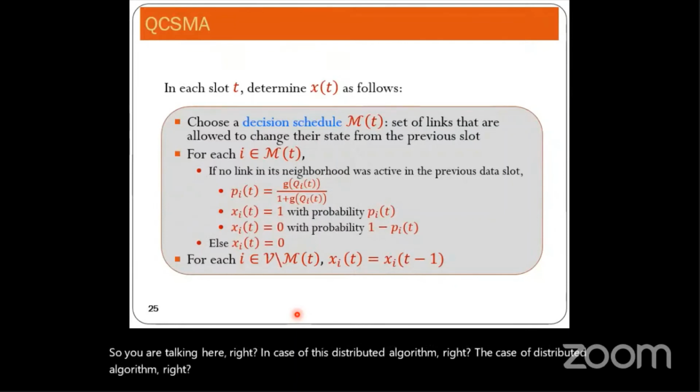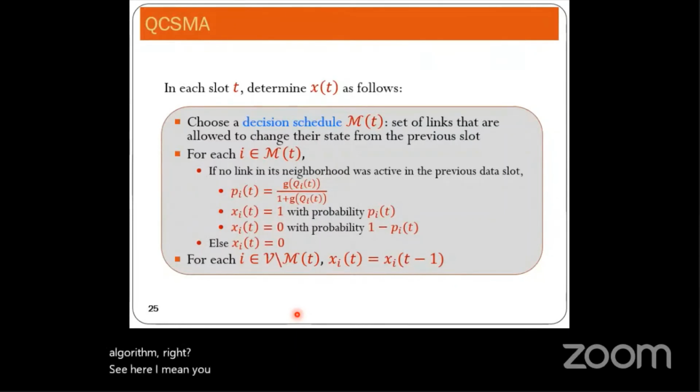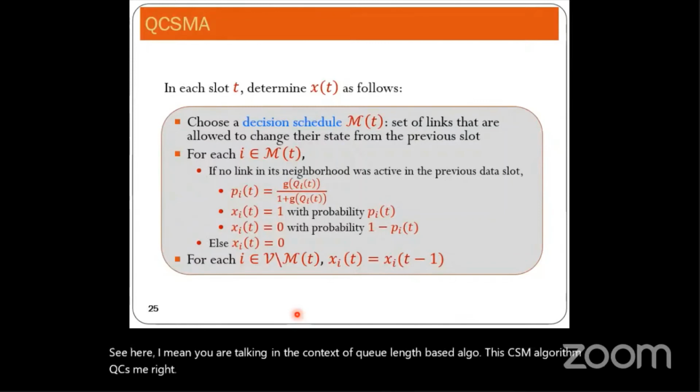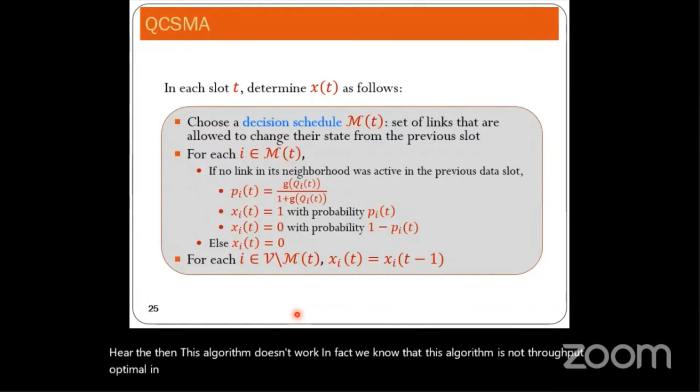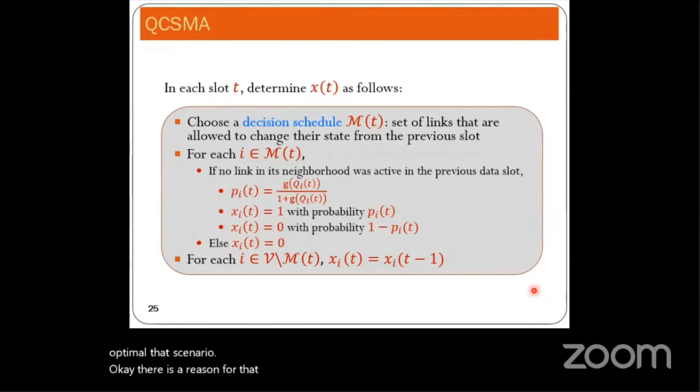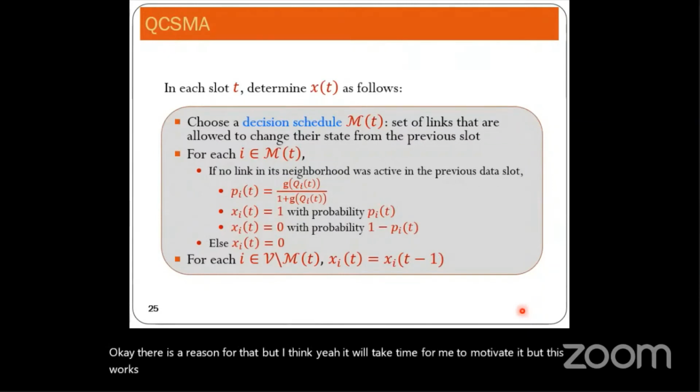See here, you are talking in the context of a Q-length based algorithm, this CSMA algorithm, QCSMA, right? Yes. Here, then, this algorithm doesn't work. In fact, we know that this algorithm is not throughput optimal in that scenario. There is a reason for that, but it will take time for me to motivate it. But this works only when channels are perfect.